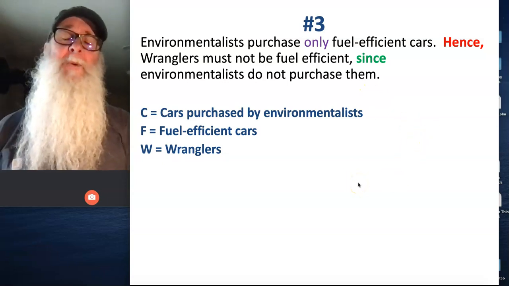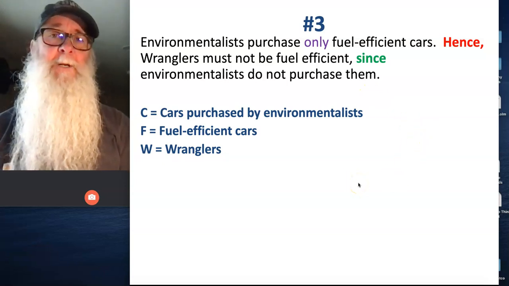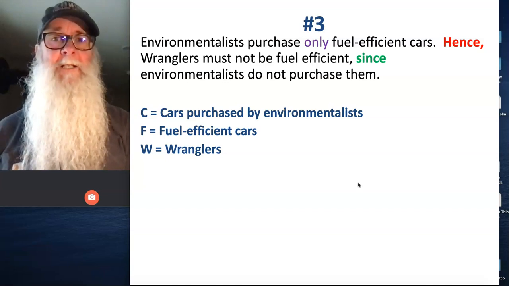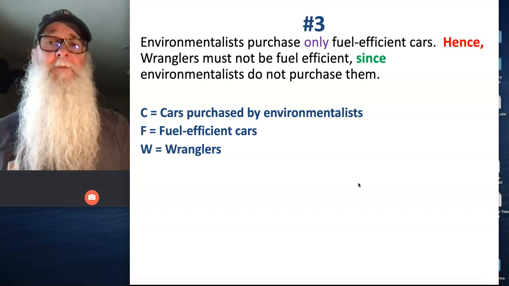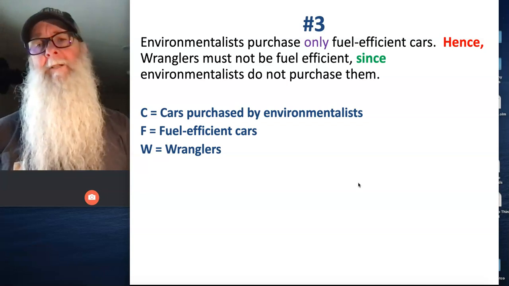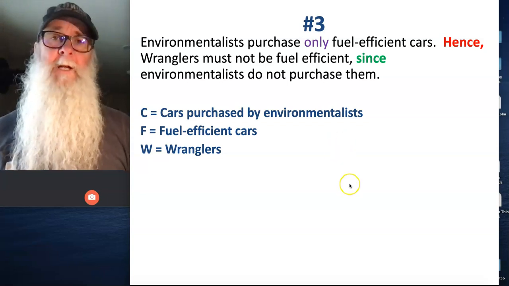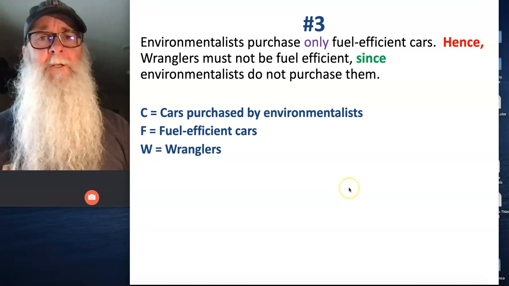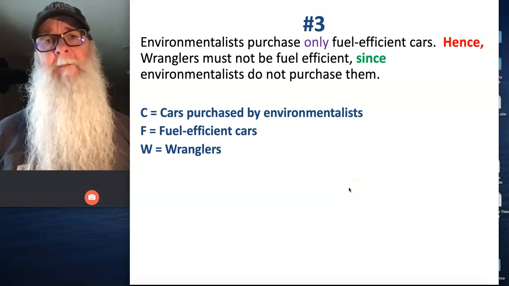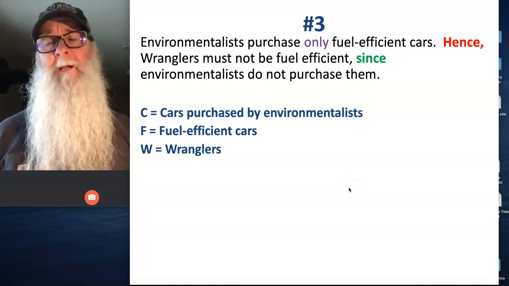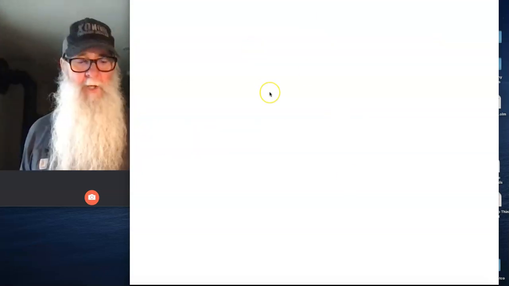I chose the following as terms for this argument. Cars purchased by environmentalists, represented by C. Fuel-efficient cars, represented by F. And Wranglers, represented by W. If you chose different letters to represent your terms, you want to create a cross-reference for yourself right now so that you can compare your argument to mine and make sure that you've done your work correctly. All right.